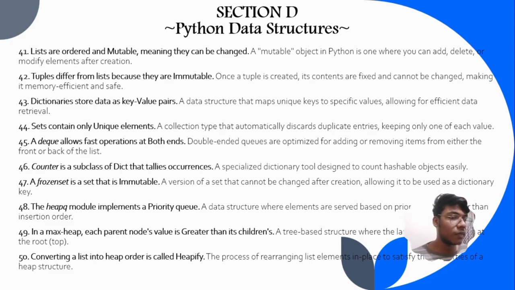The 47th question is about frozen sets. We know sets are great, but because they can change, we can't use them as a key in a dictionary. Python gets confused by this. So there comes the role of the frozen set. It acts like a set, but it's frozen. You can't change it. It's locked in. Because it is static, Python is happy to use it as a key for a dictionary. So a frozen set is a set that is immutable.